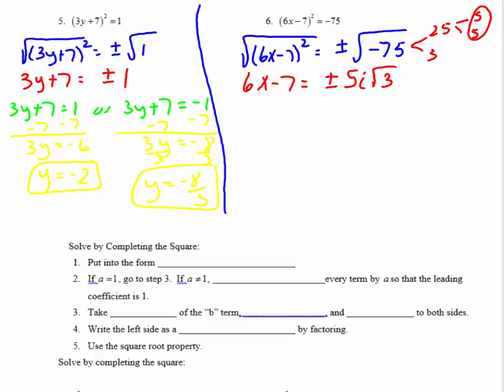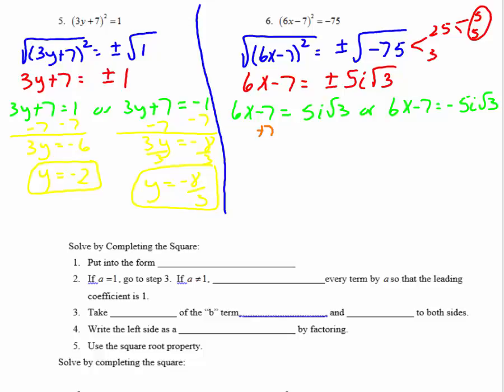We have not solved yet. We still need to know what x equals. So we could separate it into two equations. 6x minus 7 equals 5i square root of 3, or 6x minus 7 has to equal negative 5i square root of 3. If you want to keep the answers all together, go right ahead, but I'm going to separate them for now.